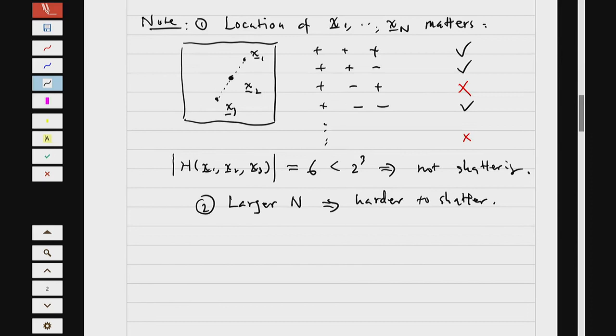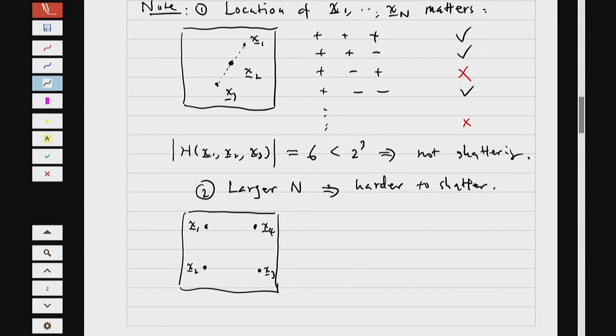Okay. So let's look at the case of 4. Let's say 1, 2, 3, 4, like that. Doesn't matter how you name them, x1, x2, x3, x4. Of course, there are now 16 possibilities, right?